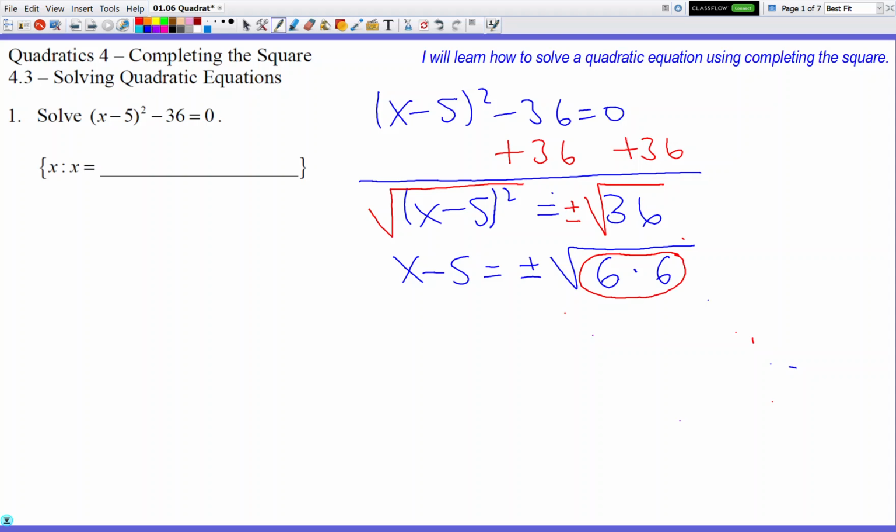Okay, so I still have x minus 5. I'm not going to do anything to that just yet because I have to simplify this square root first. So plus or minus, the 6 has circles, so they're going to jump outside. They're just going to become plus or minus 6. Okay, so for my last step, I'm going to get rid of the negative 5. So I'm going to add 5 on both sides.